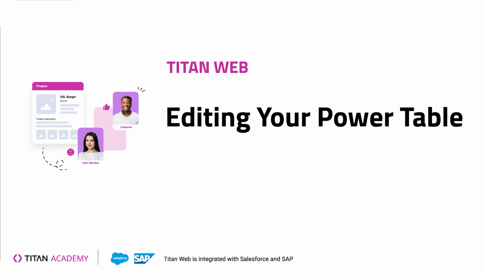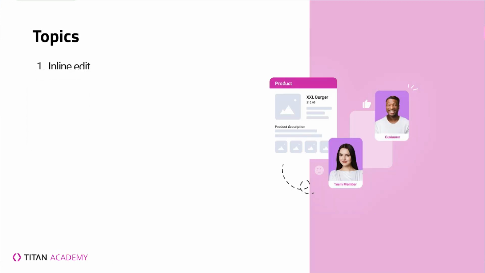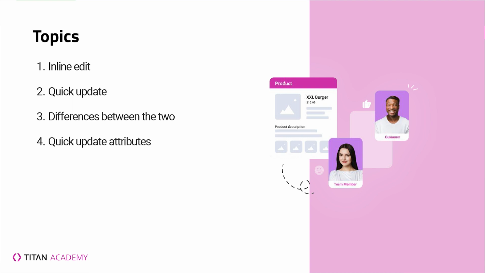Today we'll be talking about editing your power table. First, we'll take a look at inline editing. Then we will look at quick update functionality, or bulk editing of your table. We'll discuss some of the differences between the two in terms of API calls and the interaction with Salesforce. And finally, we'll talk about some important attributes that you get when you use the quick update functionality, such as batch completed or batch changed.